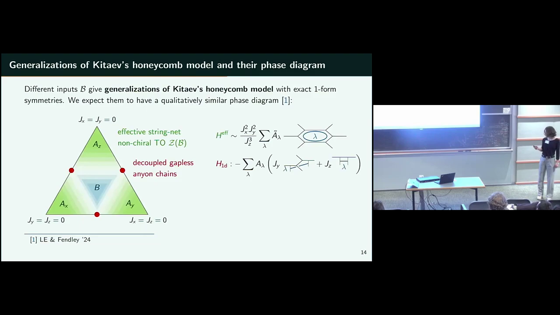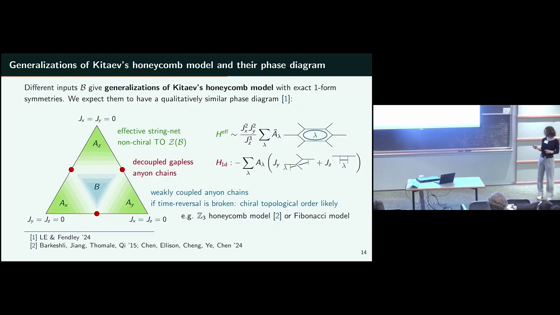At the red points, the model effectively becomes a stack of gapless decoupled anyon chains. And so we conjecture that there's one phase in the middle, which should be qualitatively described by weakly coupled anyon chains. And if time reversal symmetry is broken, this is where we could expect to have some kind of chiral topological order. And indeed, we looked at two examples, one constructed from the Tambara-Yamagami Z3 category, which recovers a model that has already been studied in the literature about 10 years ago. There's very good numerical evidence that this has chiral topological order, even though it's not clear which one. And then we also looked at a Fibonacci model, which looks more exotic because of a constrained Hilbert space. It could be that this Fibonacci model also has chiral topological order, but we can't say for sure.